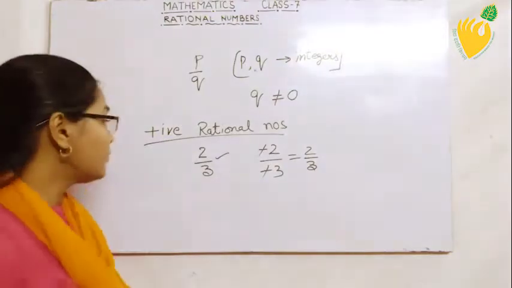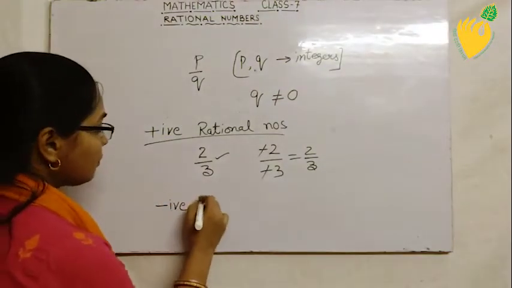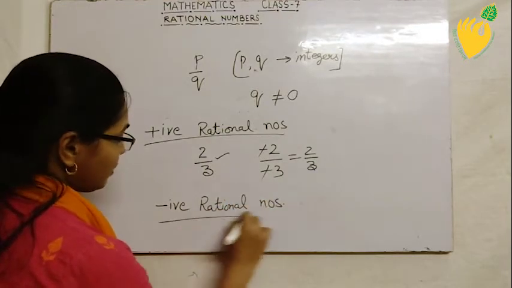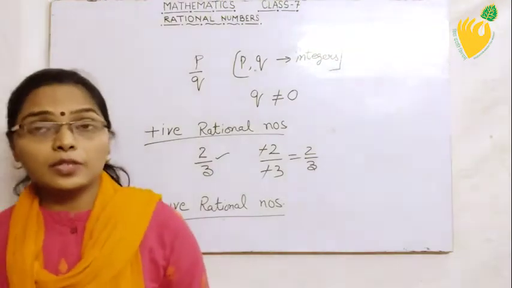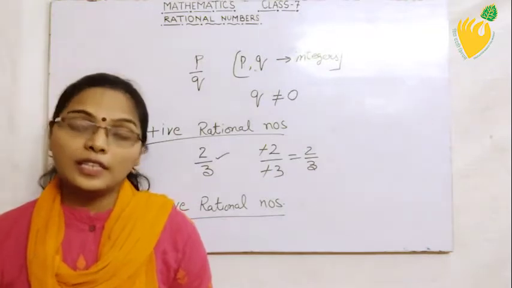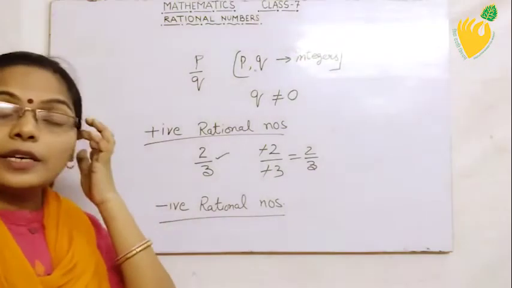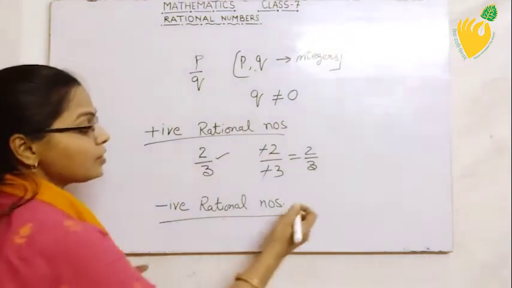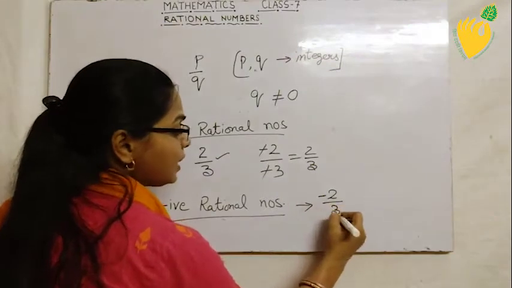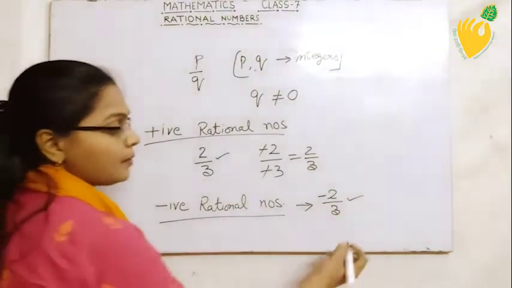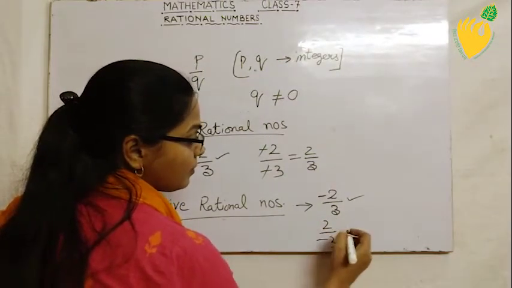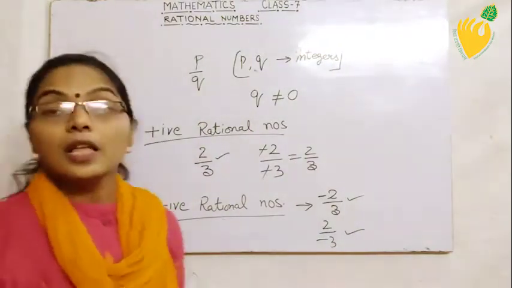then this is also a positive rational number. Let's see negative rational numbers. What are these negative rational numbers, student? If either the numerator or denominator is negative, then the given rational number is a negative rational number. Let's see few examples, students. If we take numerator as negative, then it is a rational number, and if we take denominator as negative, that is minus 3, then it is also a rational number.